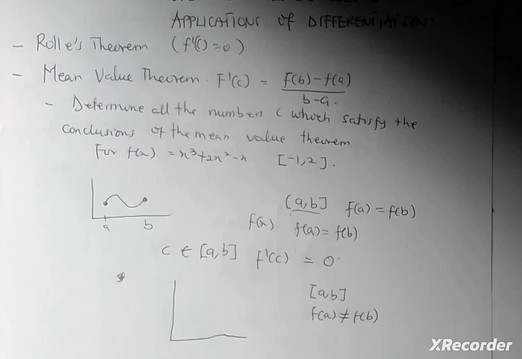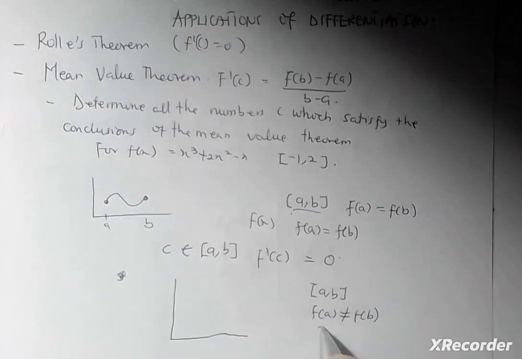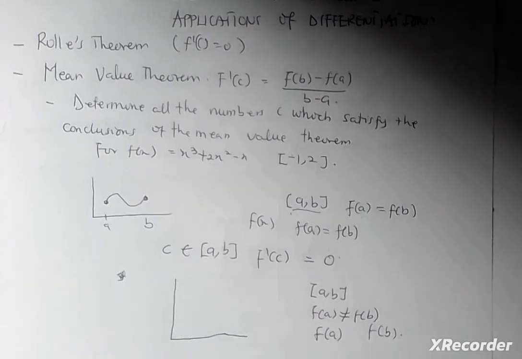There's no need for it to be equal, like in Rolle's theorem. In this theorem, f(a) is different from f(b); it should not be equal to f(b). Once it is equal, we get Rolle's theorem. So you can say that Rolle's theorem is a modified form of the mean value theorem. Let's see the mean value theorem very well.